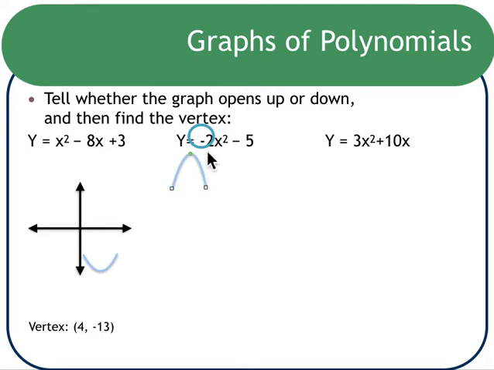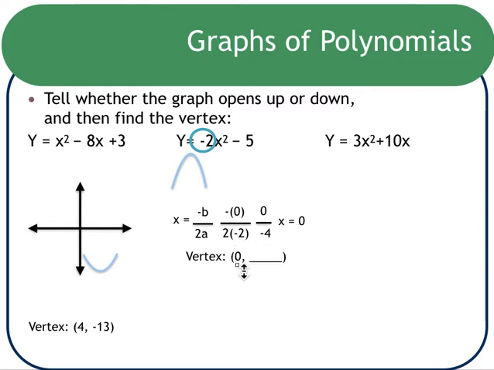If we wanted to know where that vertex is, then we have to do the calculations of -b over 2a. And b in this case is sneaky. It's an invisible 0 because there's 0 x's. A is -2, and 0 divided by -4 is 0. And so that means our vertex is 0 something.